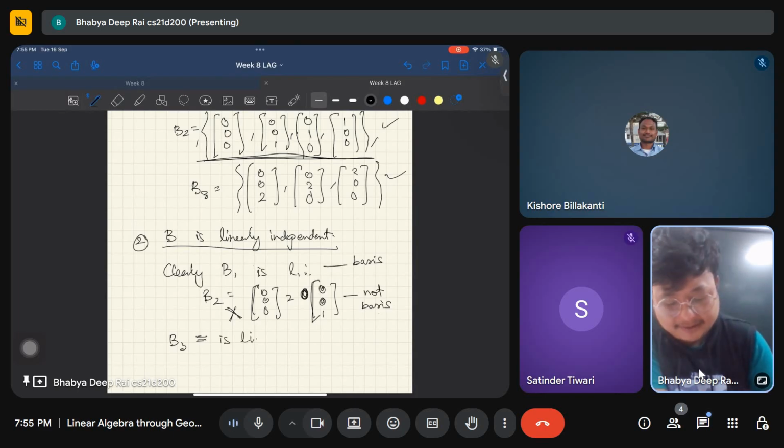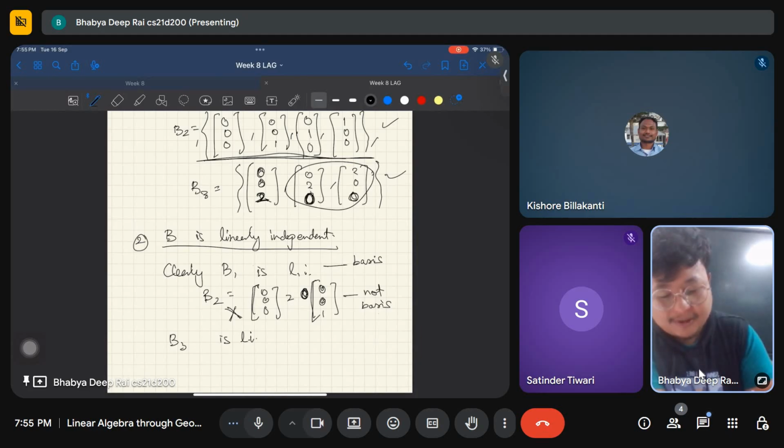Why is it linearly independent? Because if I take any vector like 0, 0, 2, I want to create this vector using these two vectors. I will never be able to achieve it because I have a 2 here and I have zeros here.